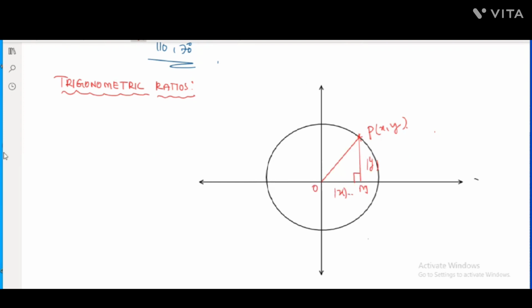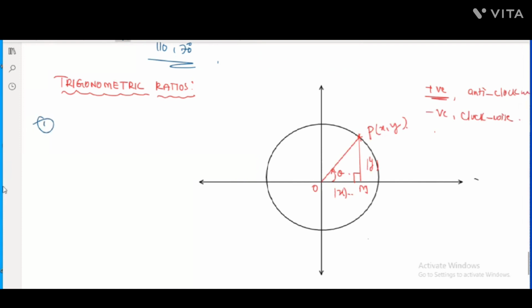Now let's think this line OP, the ray, is making an angle theta with the positive direction of the x-axis. How can we consider the angle? The angle is considered positive if it is measured in the anti-clockwise direction, and it is taken negative if it is measured in the clockwise direction. So now how can we define the trigonometric ratios here?